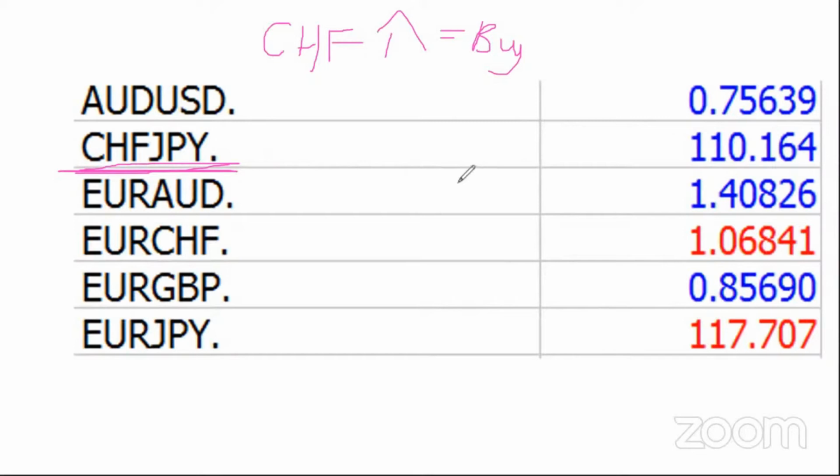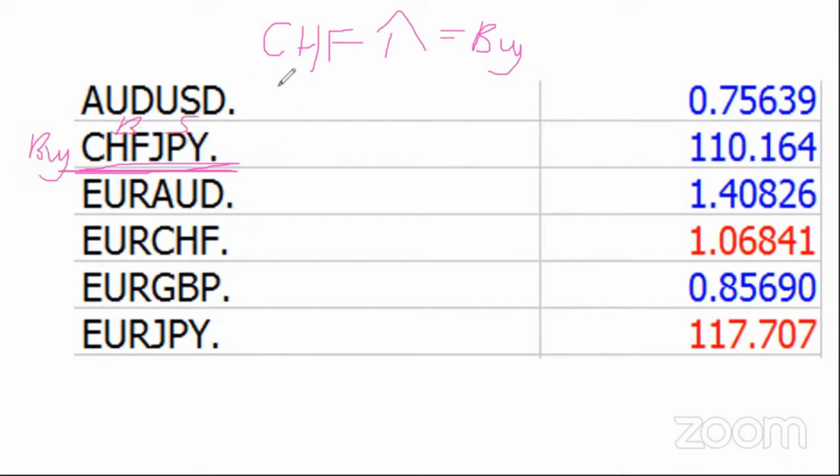Alright, good. So, pwede rin, you can say go long or go short. Same stuff. Okay, that's great. Everybody got it right. So, tama po. If you buy CHF-JPY, you're buying the CHF and you're selling the yen.